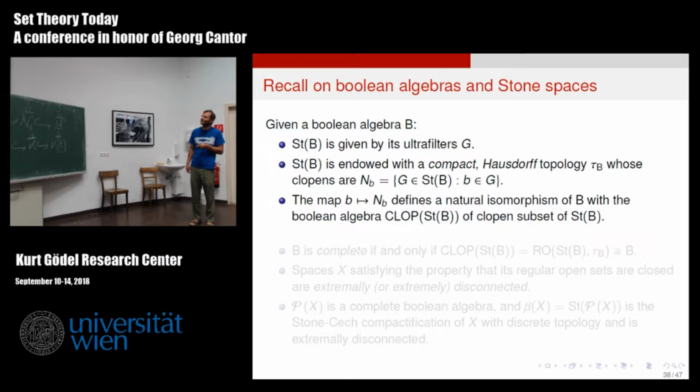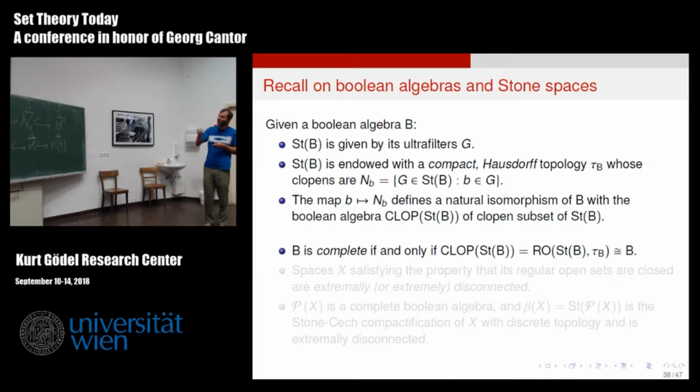So here I go very fast. We take the Stone space of a Boolean algebra. This is the space of ultrafilters. You have the space of clopen sets, which are given by the ultrafilters to which a fixed element of the Boolean algebra belongs. You have a natural isomorphism between the clopen sets and B, and you can characterize the fact that B is complete by the equality of clopen sets with regular open sets. In general, clopen sets are different from regular open sets, but if your Boolean algebra is complete, you have this equality.